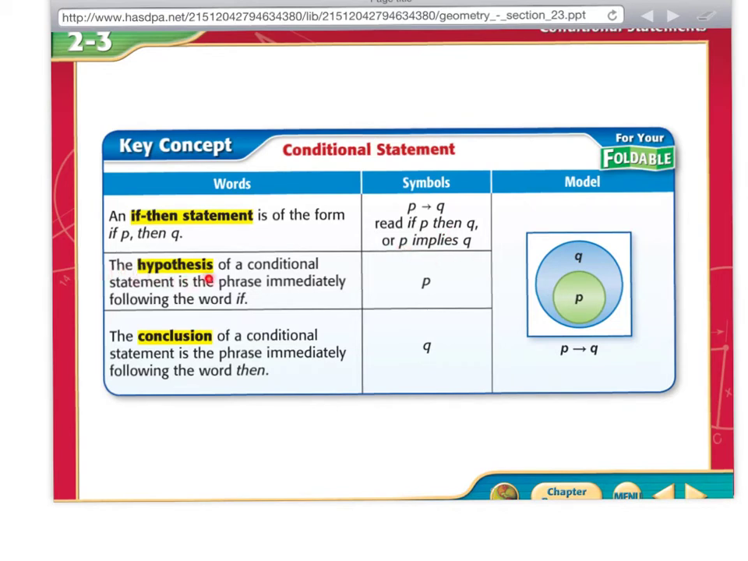Now here's what they wrote about the hypothesis, our second vocab word. The hypothesis of a conditional statement is the phrase immediately following the word if. I would write the hypothesis follows the word if. The conclusion, that's our last word, follows the word then. The hypothesis is represented by the letter P and the conclusion the letter Q. And this illustration over here is just a representation of a real if-then statement. P is the setup, it makes Q happen: if P, then Q.